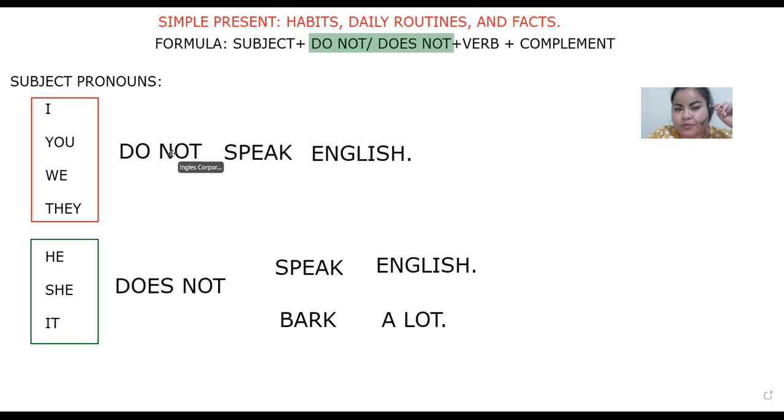Okay? So I'm gonna have here, right? He does not speak English. It does not bark a lot. Porque ya lo tengo acá. Okay? Do we understand that change? ¿Entendemos ese cambio?